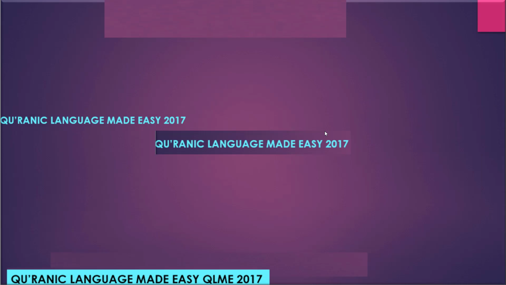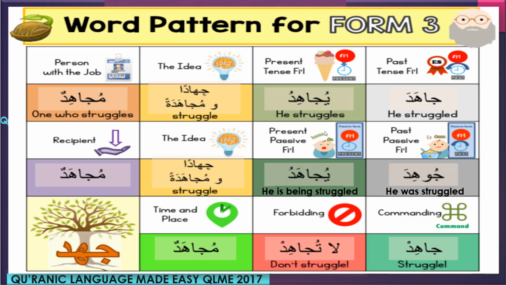Fa'ala yufa'ilu. And the sarf chart for form 3: we have jahada, he struggled, yujahidu, he struggles, jihadan wa mujahadatan. So there are two masdars, jihadan and mujahadatan, that is struggle. Mujahidun, one who struggles. How do you get this ism fa'il? Yujahidu, replace yu with mu, it becomes mujahidu, and then put a tanween, mujahidun. And then juhida, he was struggled, madi majhul, mudari majhul is yujahadu, and then we have mujahadun. How do you get the ism maf'ul? You take the mudari majhul yujahadu, replace yu with mu, it becomes mujahadu, and then put a tanween, mujahadun. And then the command is jahid, struggle, la tujahid, nahi, don't struggle, and mujahadun is the same as the ism maf'ul.